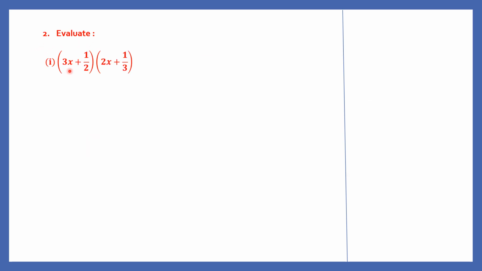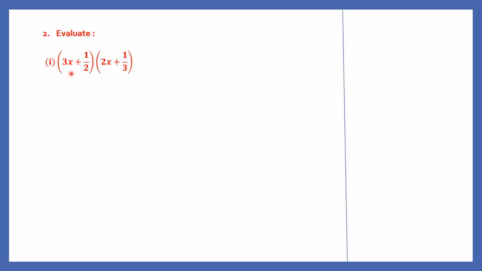Question 2, evaluate. In this, the first one is (3x plus 1 by 2) into, since there's no sign here, it's understood it's multiplication, (2x plus 1 by 3). Now here can you see the first term is different in both the binomials. The second term is also different, so we cannot apply any identity here. So what are we going to do? We're going to do direct multiplication.